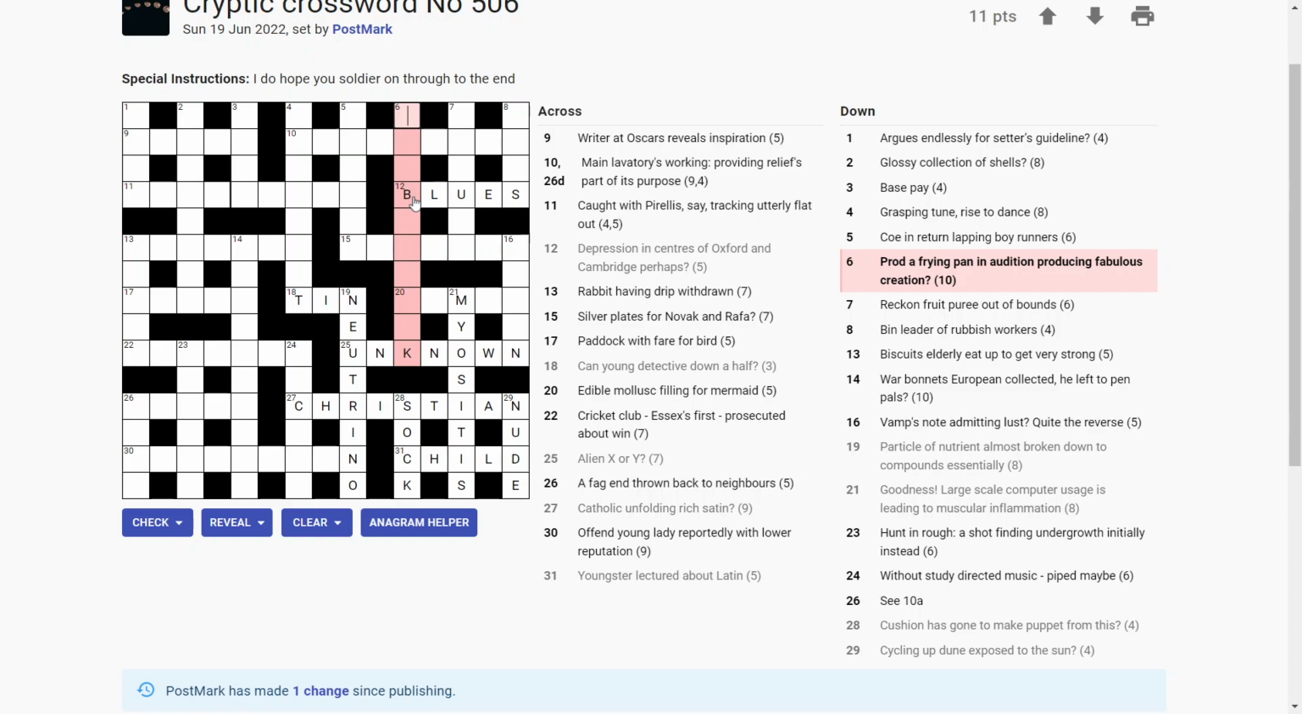So it's not masterwork, it's prod. I don't know. Reconfute puree out of bounds.